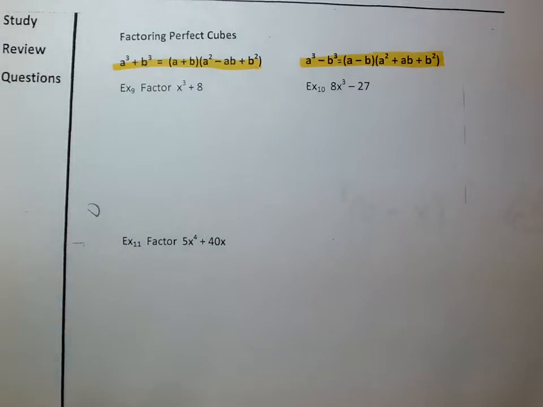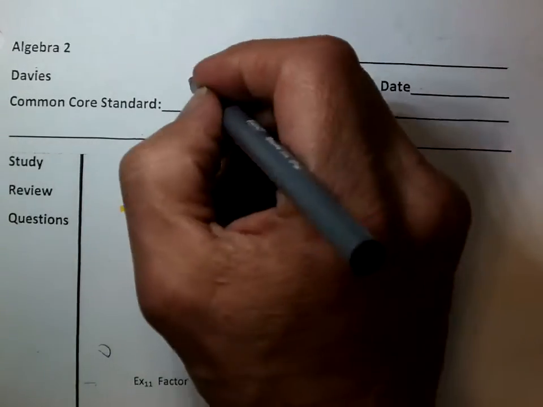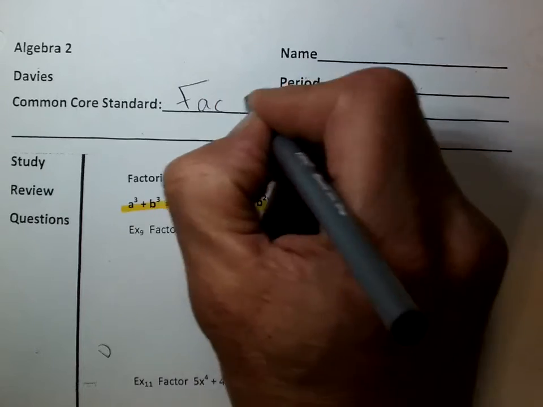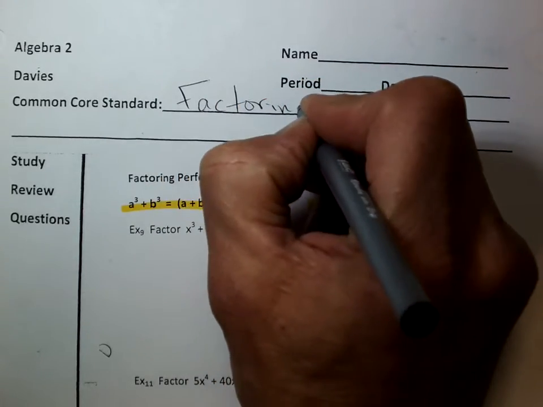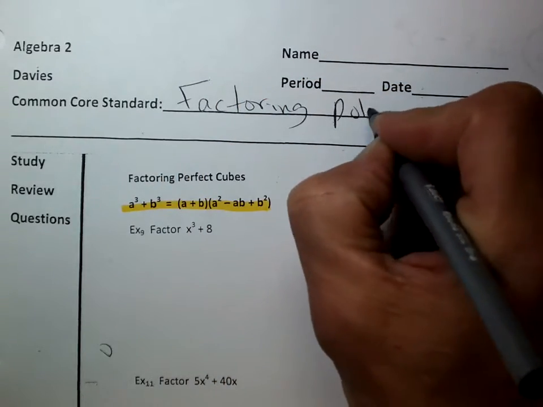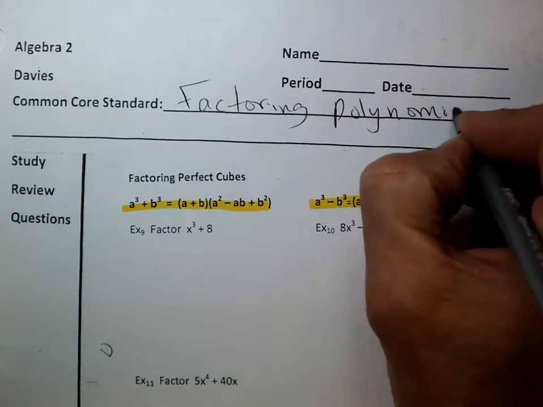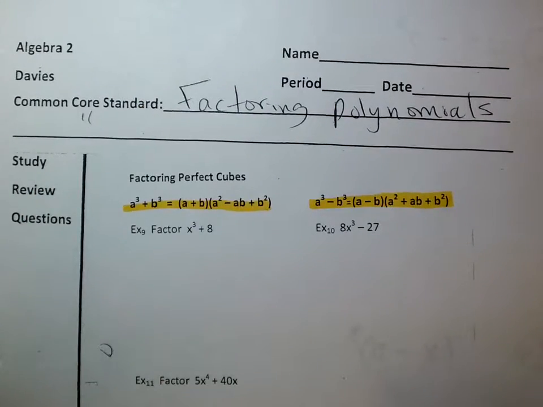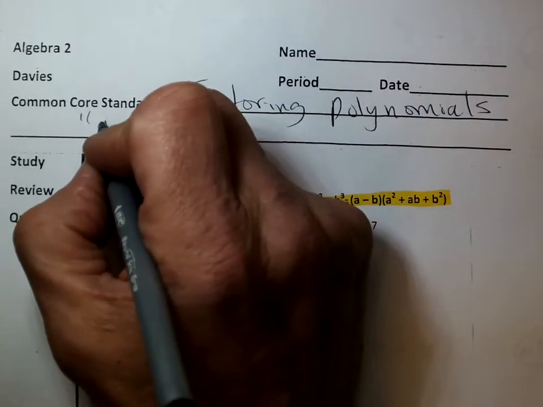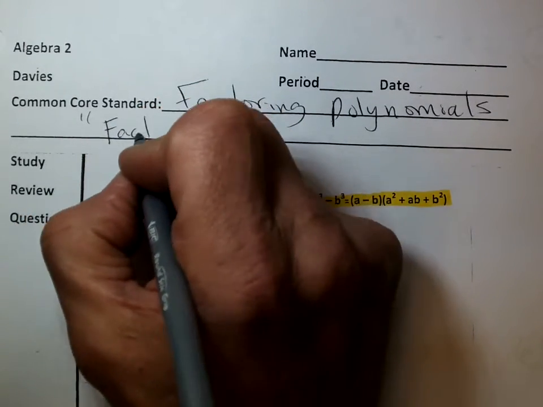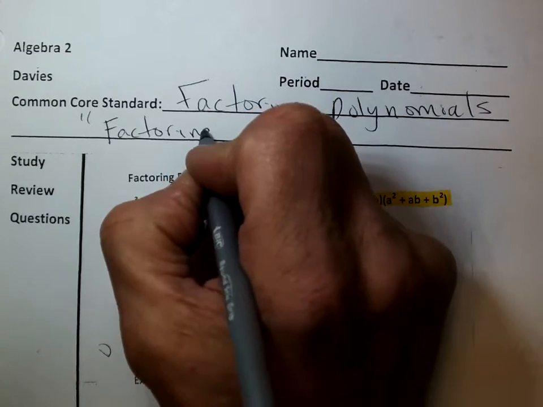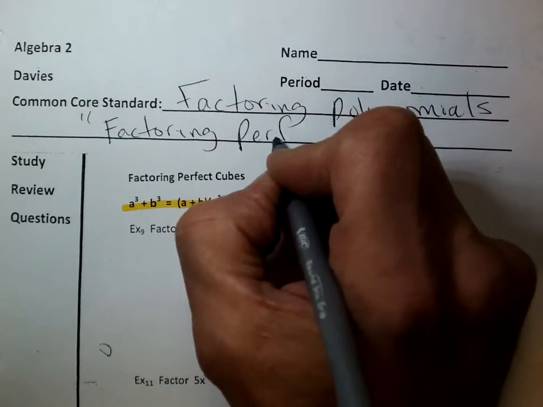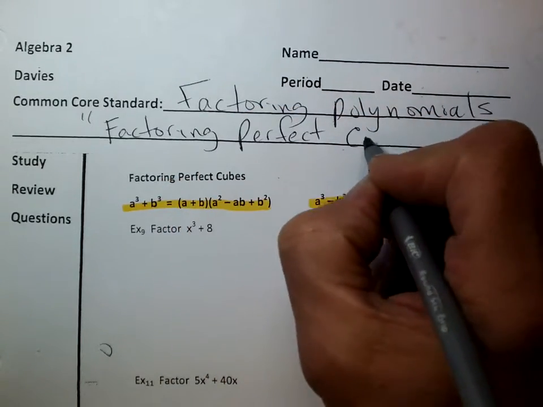So today, Common Core, we are really talking about, again, factoring polynomials. But more specifically, I want to talk about cubes, about factoring perfect cubes. Okay?